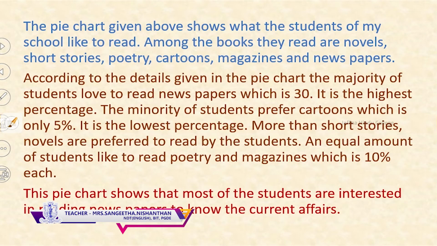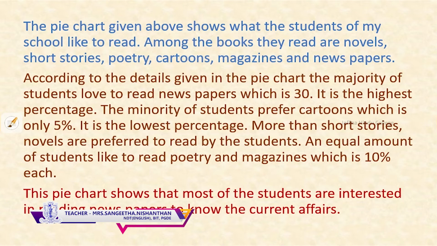Next one. Look here how they have described. The pie chart given above shows what the students of my school like to read. This is the introduction with the title. Among the books they read are novels, short stories, poetry, cartoons, magazines and newspapers. These are the categories shown in the pie chart. And in the second paragraph, according to the details given in the pie chart, the majority of students love to read newspapers, which is 30%. It is the highest percentage.